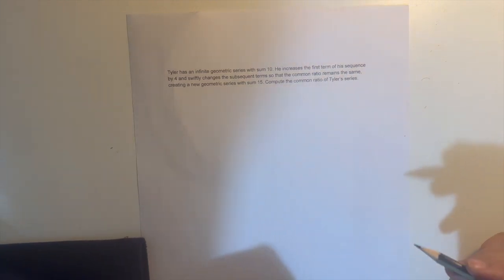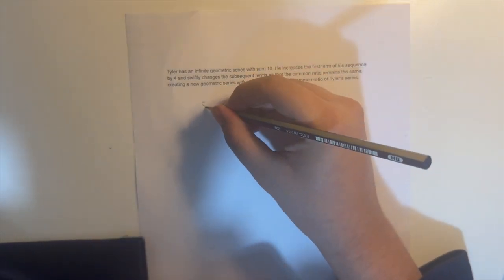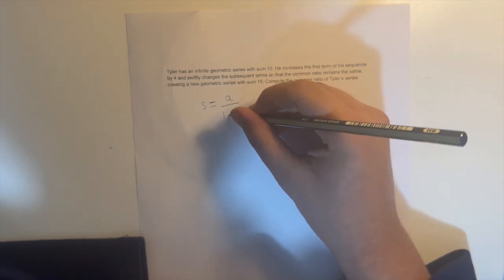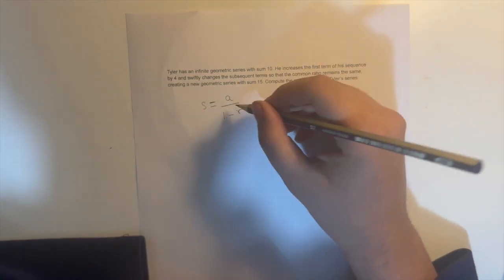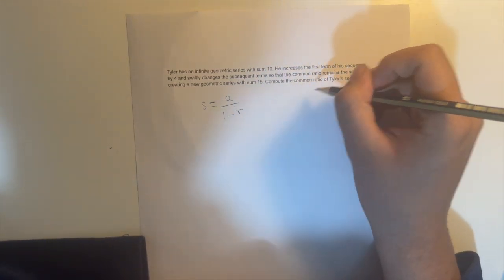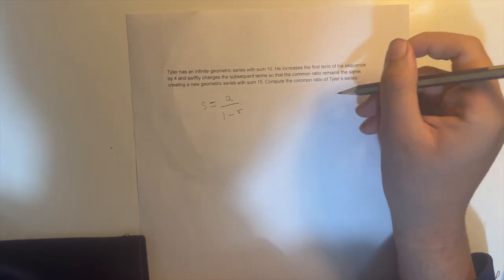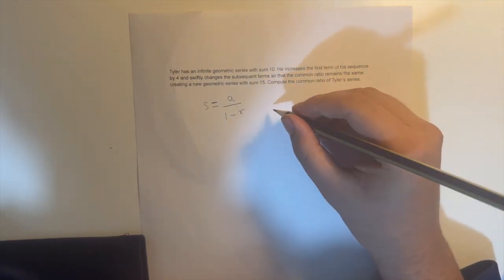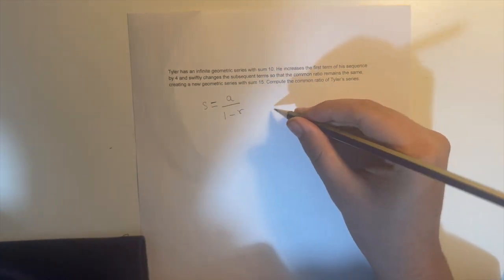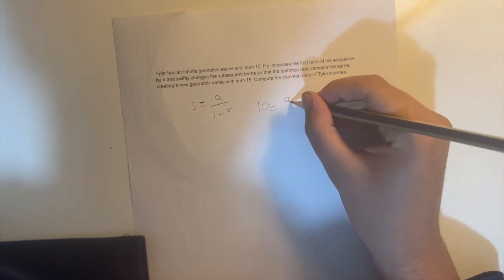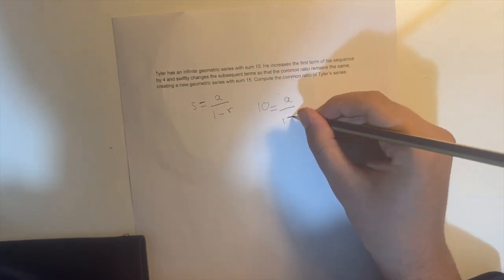First of all, I'm going to write down the equation for the sum of an infinite geometric series. It is defined by this formula over here, where S is the sum of the infinite geometric series, A is the first term of the series, and R is the common ratio. So R is essentially what we're trying to find. What we're told here is that the original series has a sum of 10. So S is 10. I'm going to go ahead and write that down. So 10 is equal to A over 1 minus R. So this is our original series.